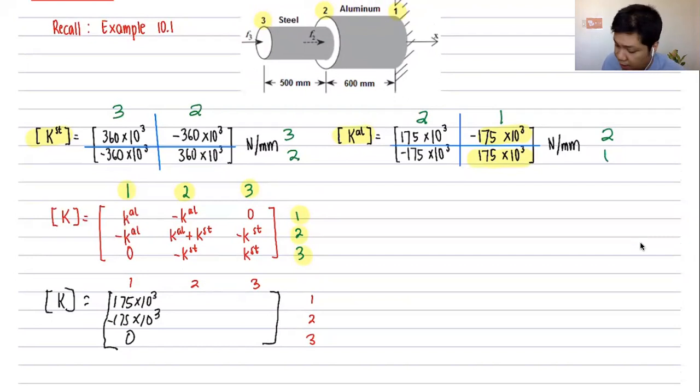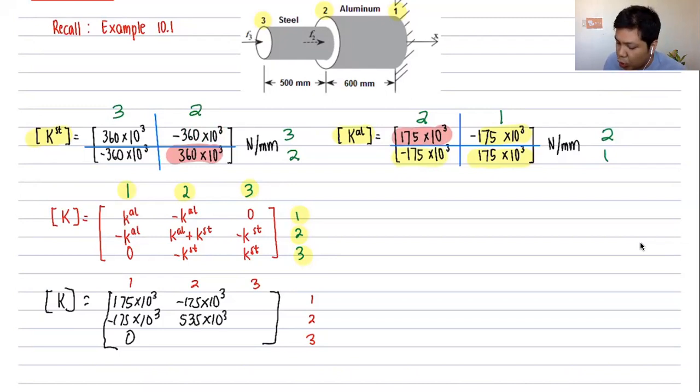Next, how about row 1, column 2? This is negative 175 times 10 cubed. Next, what is row 2, column 2? I have row 2, column 2 over here, and also here I have row 2, column 2. So I have 2 values in row 2, column 2. I just add those 2, and my answer would be 535 times 10 cubed.